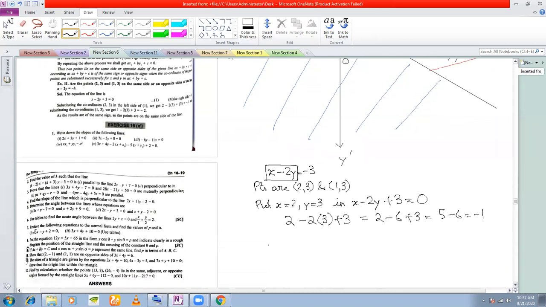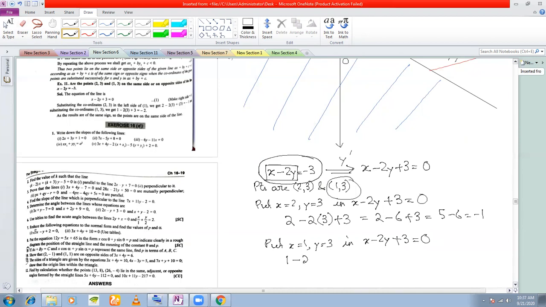Now you put x is equal to 1 and y is equal to 3 for the coordinate (1, 3). The equation is not given to you in the standard form, so you convert it into standard form, that is, you write it in the form such that the right hand side is 0: x minus 2y plus 3 is equal to 0. Once you have converted into standard form, now you put the coordinates here. 1 minus 2 into 3 plus 3 is equal to 1 minus 6 plus 3, which is 4 minus 6, which is minus 2.